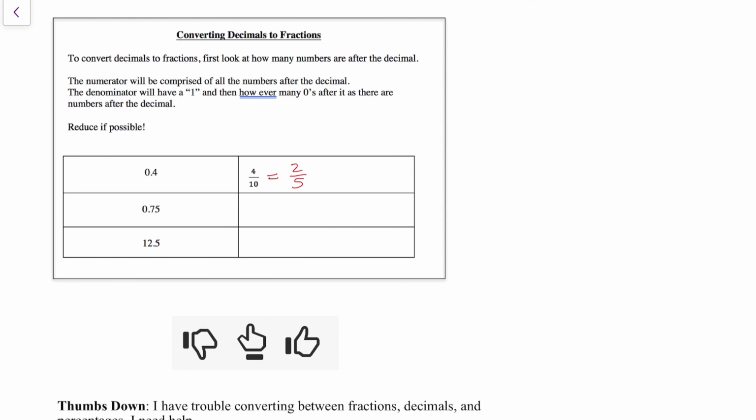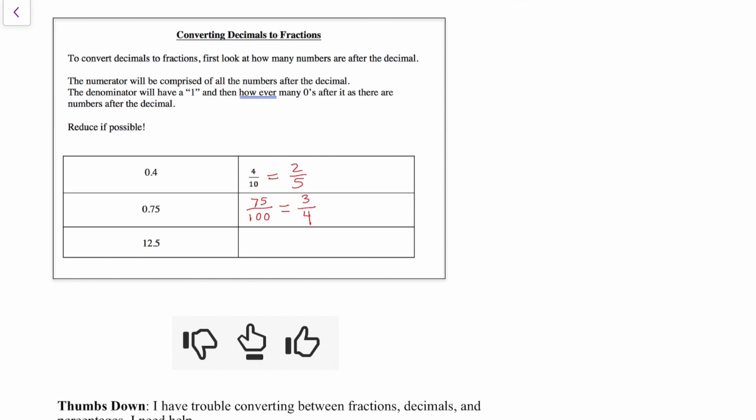So I want you to try the next two. Pause the video, start it up again when you're ready. Okay, so here I have 75, and the 5 is in the hundredths place. So I'm going to put it over 100, and then I need to reduce, and I see that 25 can go into both 75 and 100. 25 goes into 75 3 times and into 100 4 times. So 3/4 is my reduced fraction.